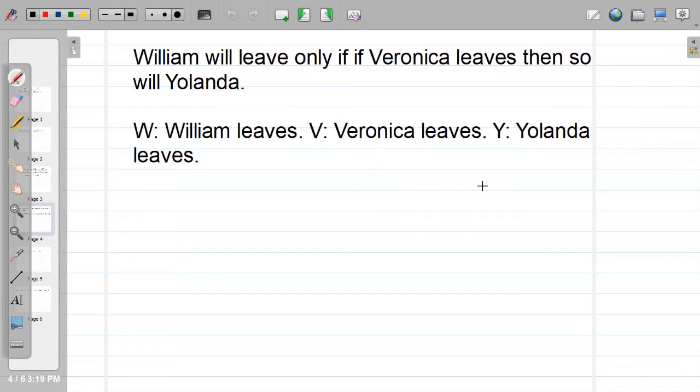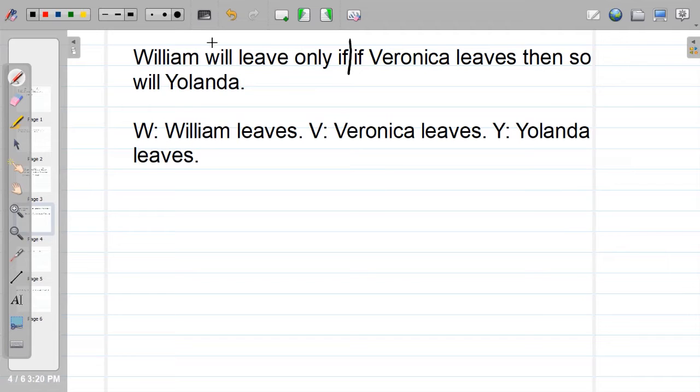Okay. William will leave only if Veronica leaves, then so will Yolanda. Whew, please don't ever write like this. Okay. Once again, we're just looking at this sentence and using our ability to read and understand sentences in order to figure out what the parts of the sentence are. So, William will leave only if something. So, William will leave only if blank. If Veronica leaves, then so will Yolanda.